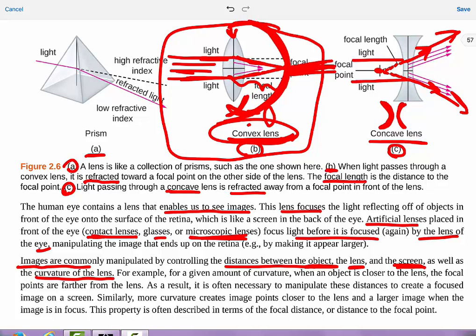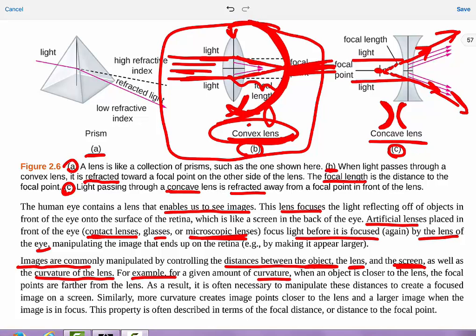And then as well as the curvature of the lens. So different lenses have different curvatures to give different types of images. Here is their example for a given amount of curvature. When an object is closer to the lens, the focal points are farther from the lens.